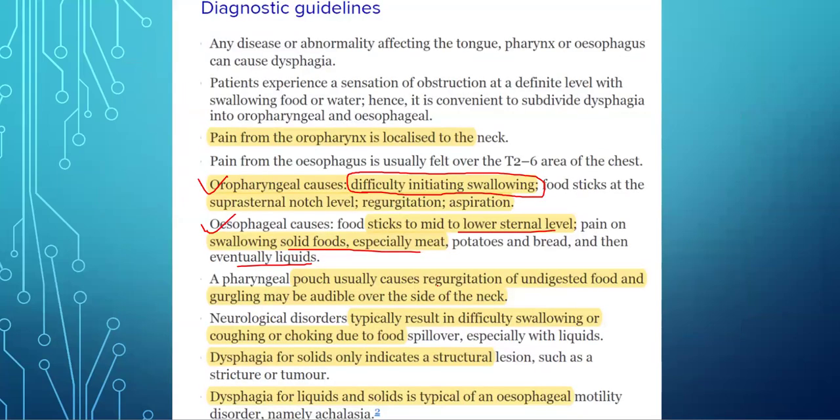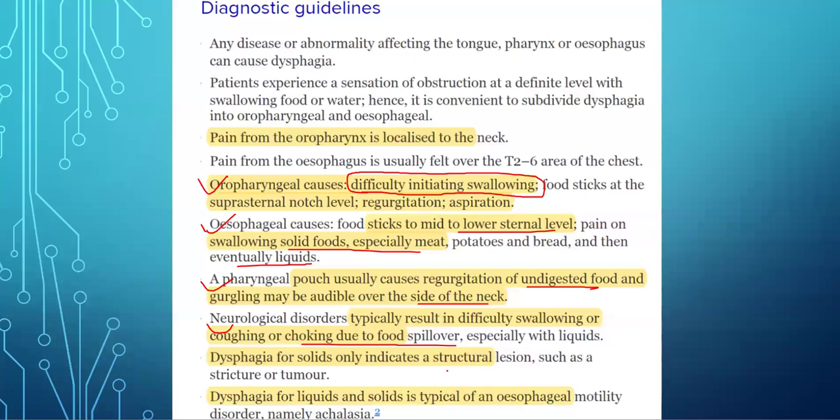A pharyngeal pouch usually causes regurgitation of undigested food, and gargling may be audible over the side of the neck. So that's one of the other causes of dysphagia. We will discuss that. Neurological disorders typically result in difficulty swallowing, coughing or choking due to food spillover. Basically, neurological disorder patients, because of a stroke or something like that, can't swallow properly because their swallowing reflex, gag reflex, are all gone. So they have difficulty with initiating swallowing.